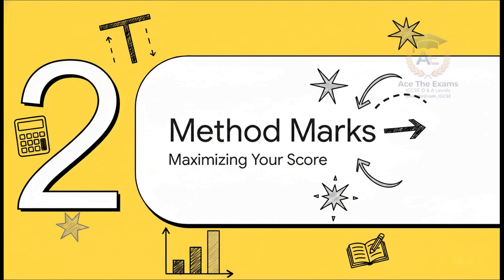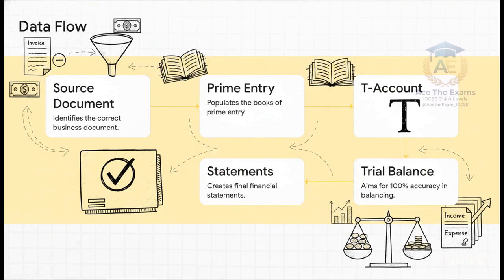Section 2. T accounts and method marks. Maximizing your score. Now that we've got the architectural theory down, let's transition into the actual procedural mechanics. The subject specialist walks us through this incredibly strict logic, showing exactly how raw data flows. Honestly, think of it like a giant water filtration system. Raw data flows from the source document, like an invoice or a bank statement, gets sorted in the book of prime entry, purified in the T account, balanced out in the trial balance, and ends up crystal clear in the final financial statements. You must be able to visualize this pipeline instantly.